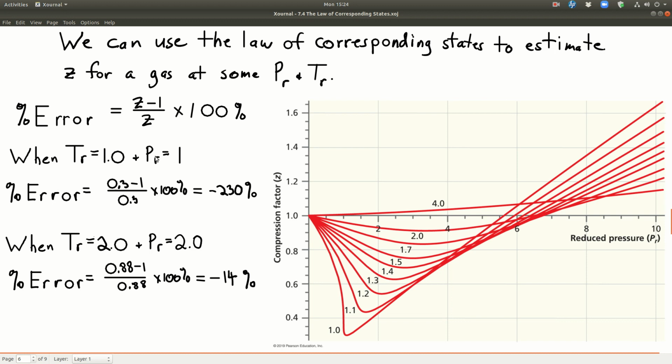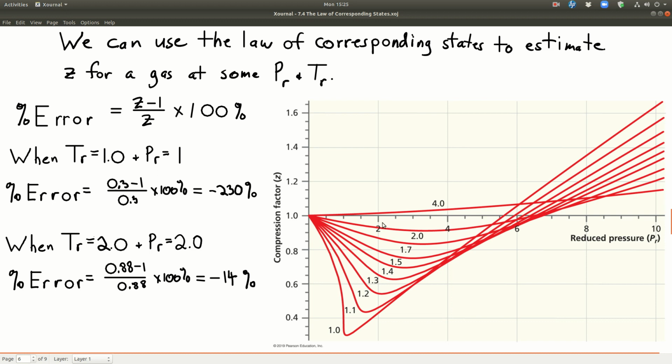So, for example, when we look at the reduced temperature and pressure both being 1, if we go over to this graph right here, the reduced pressure is 1 right here, and the reduced temperature is 1 right down here. So if we go over, we read the compression factor Z. I got about 0.3 or something like that. So that tells us that the percent error is going to be about negative 230%, which is huge, which means the ideal gas is basically useless under those conditions.